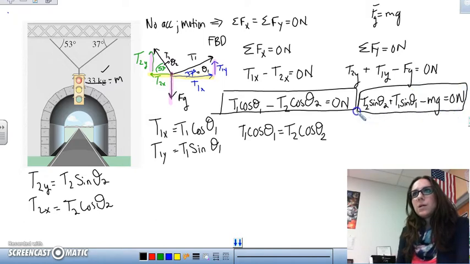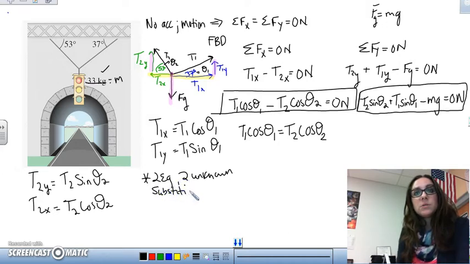Now, since we have 2 equations and 2 unknowns, we can solve this with substitution. If you have 3 equations, you must have 3 unknowns, and you must use substitution with 3 equations. So that's what I'm doing. I'm actually going to solve for T1 by saying T2 cosine angle 2 divided by cosine angle 1.